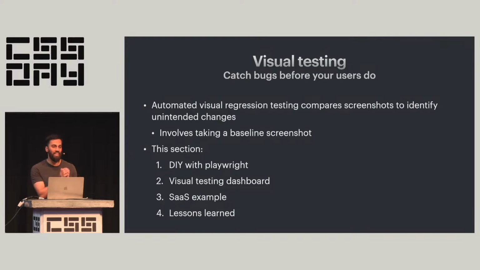It basically involves taking a baseline screenshot of the working state, the happy path, and then every commit, every pull request, you take more screenshots, and then you compare the two. And then maybe you ask for human intervention, and a human has to say, it's true there's a diff, but that's an expected diff. Or the human has to say, no, that's unexpected. Let's move on. In this section, we're going to talk about a DIY approach with Playwright, a little visual testing dashboard, and an example of what it looks like if you really start to flesh out these DIY approaches.